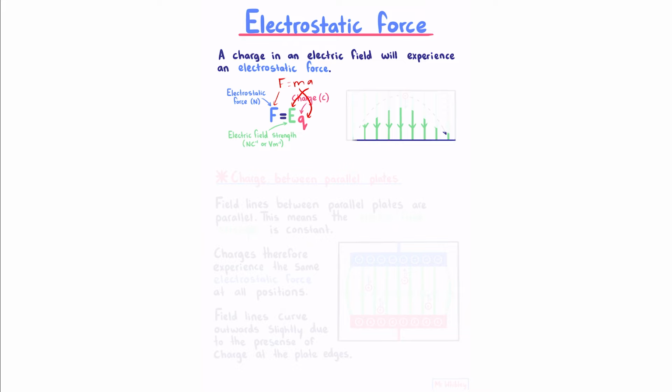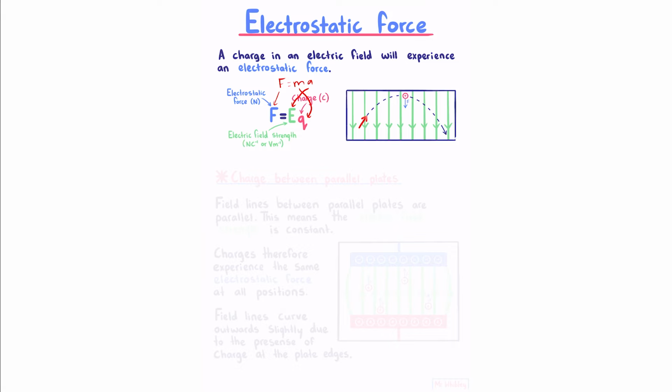And if we had an electric field, and let's say we had a charge with a particular velocity in this direction, if it's a positive charge, it will experience a downwards force, and we'd see an analogue of projectile motion.